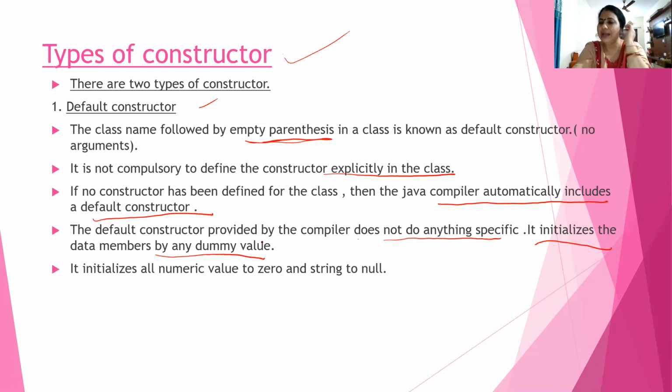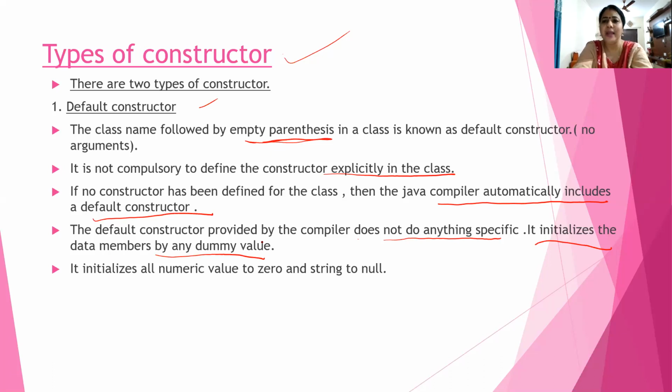Okay, and another point, the default constructor is not always added by the compiler. We programmers also can write a default constructor in our program. So what is the characteristic of the default constructor? It is the class name followed by empty parentheses. That means it does not have any argument or parameter. And what is the main motive of the default constructor? To initialize the variables.